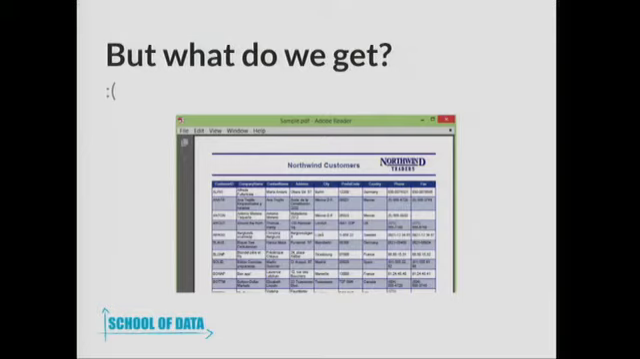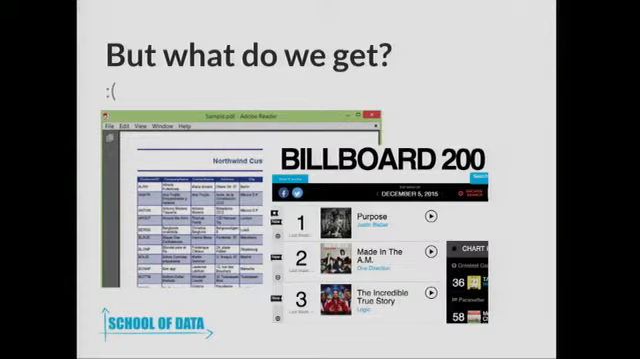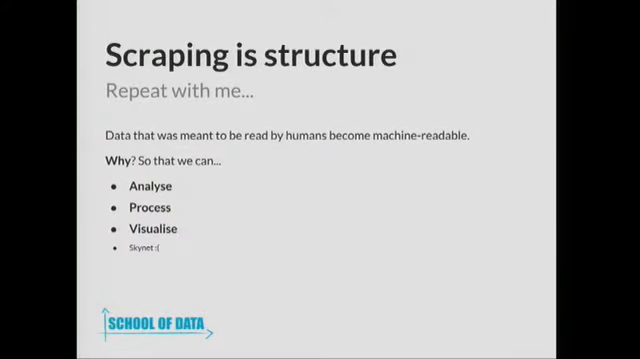But what do we get? Usually we get PDF files, or we get websites, right? The information is there, but it's not in a way that the computer can understand for analysis, right? This is built for humans. So scraping is a structure. Data that was meant to be read by humans becomes machine readable. Why? So that we can process, analyze, and visualize, for example. So whenever we're talking about scraping, we are talking about structure.